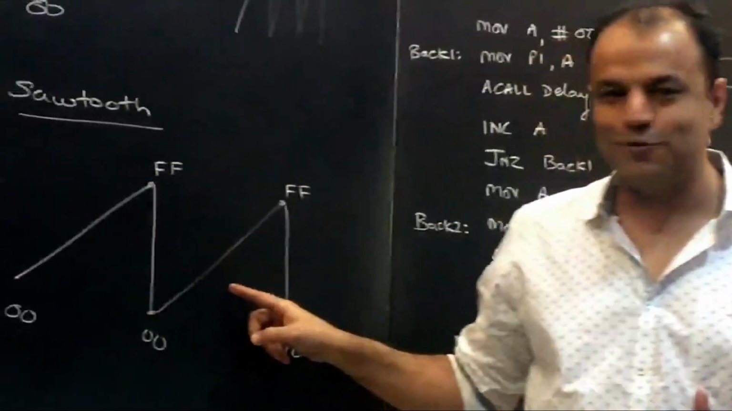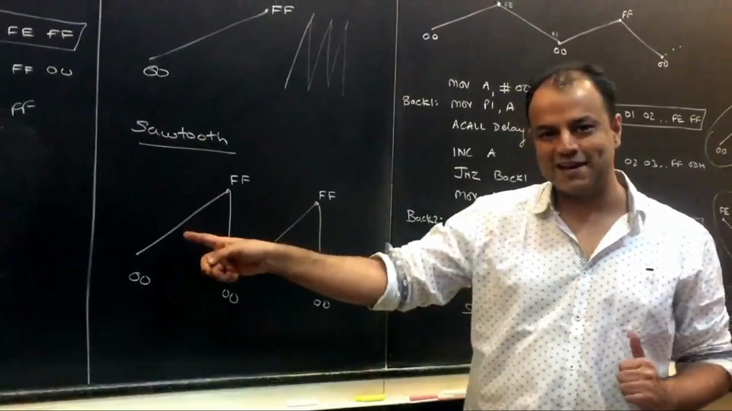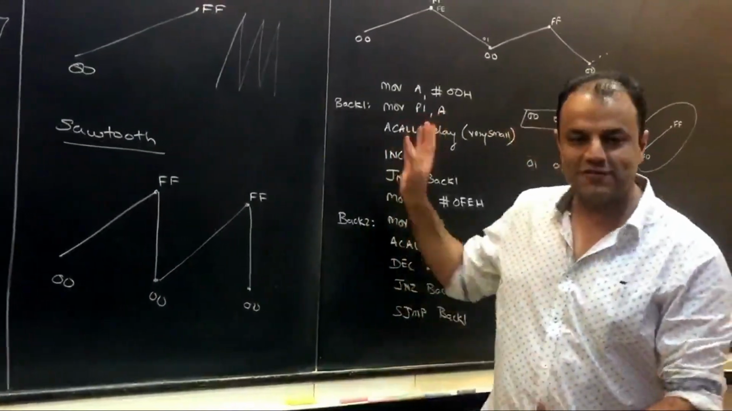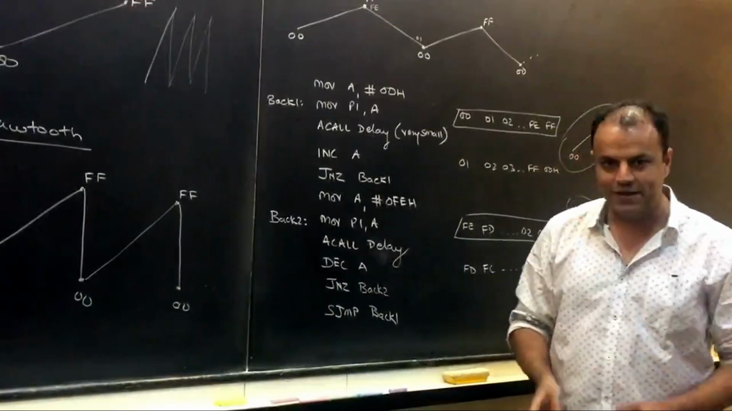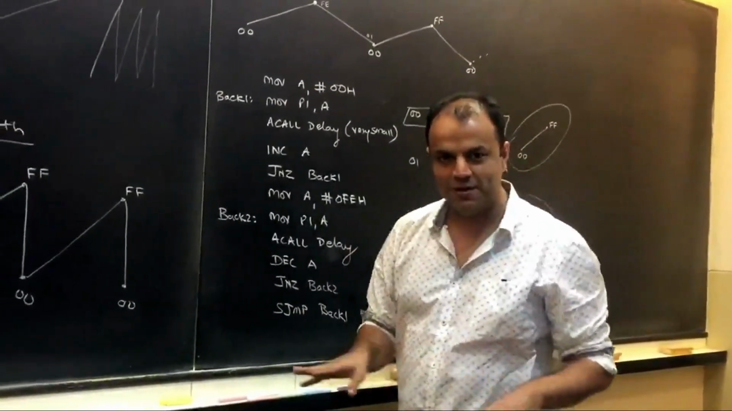Because this slope and this slope will be different. It won't be vertical, but it won't be exactly this slope. So you'll get a funny waveform. So just keep the same delay at both, or don't keep a delay. But don't keep different delays. It will become a mess of a program.